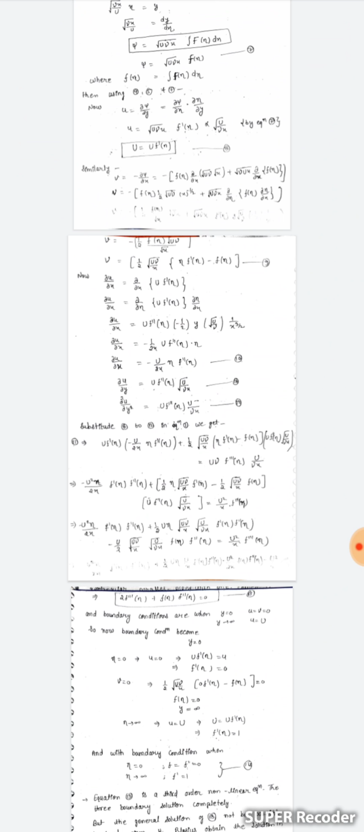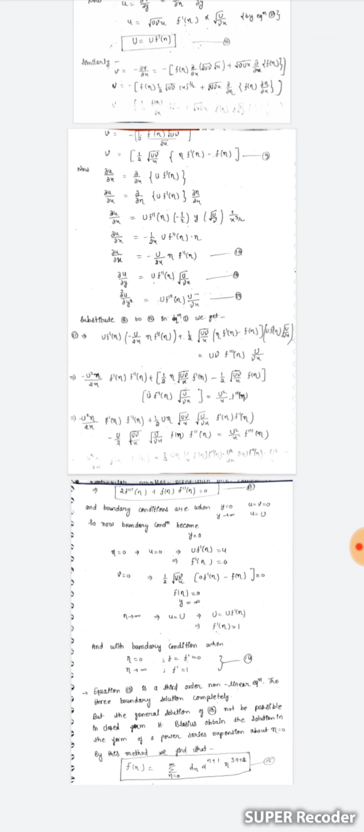The stream function is given by psi is equal to integral u dy, psi is equal to integral U f dash eta dy, and psi is equal to integral U f dash eta dy upon d eta into d eta, and eta is equal to y upon under root of nu x upon U. So under root of nu x upon U into eta is equal to y, also under root of nu x upon U is equal to dy by d eta. So psi is equal to under root of capital U nu x into f eta, where f eta is equal to the integral of f dash eta. Using equations 4, 5 and 7, we get u is equal to U f dash eta. This is our equation number 8.